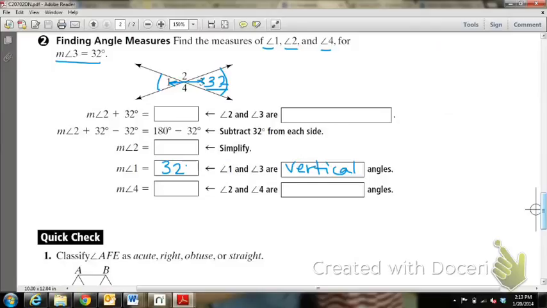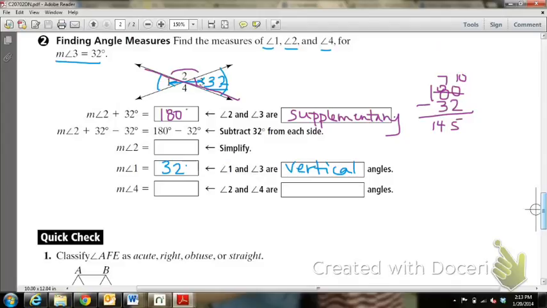Now, angle 2 and 32 are right next to each other, right here. Angle 2 and angle 3, they're next to each other. And look what happens. If I put them together, I get a straight line. And a straight line is 180 degrees. And so that means that these two angles are supplementary. Supplementary means they add up to 180. So 180, subtract that 32 that they gave me, gives me 145.